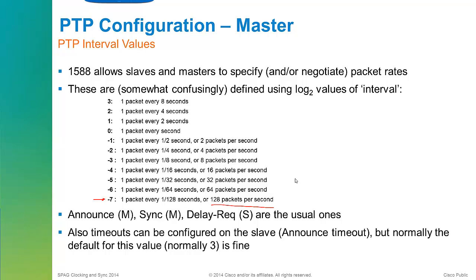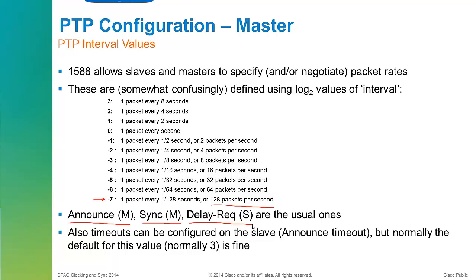So looking at the packet types, announce is sent from the master, and you define how often you want to send those. Normally the defaults are okay, certainly on announce. Sync is sent from the master to the slave. The delay request is sent from the slave to the master, and then it responds with a delay response.